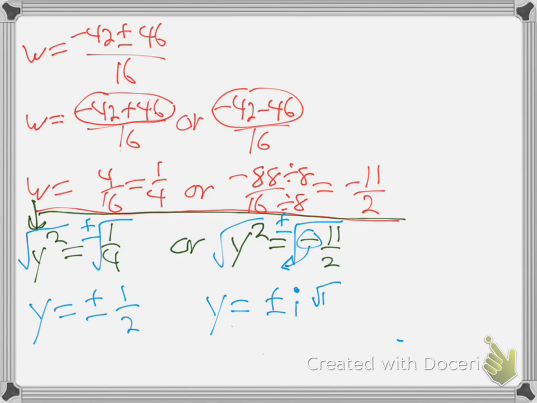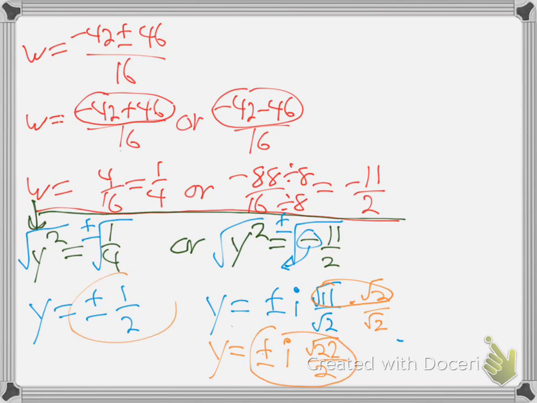And then square root of 11 over square root of 2. We can't leave a root on the bottom. So we multiply top and bottom by root 2, plus or minus i root 22, right? 11 times 2 over plain 2. So those are 2 answers. Those are the other 2 answers.